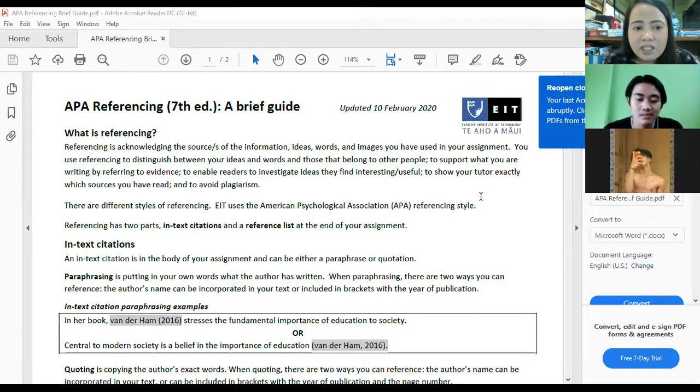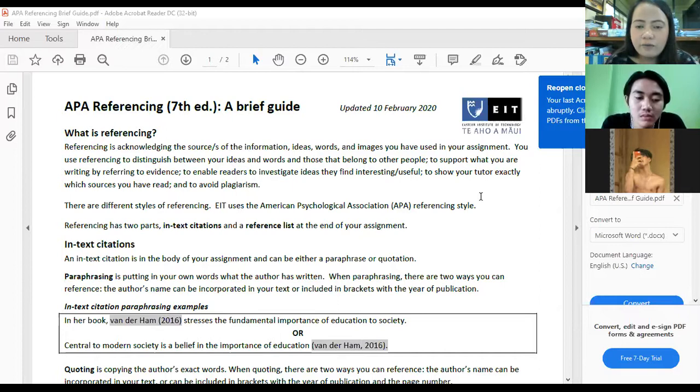Okay? It also says here, referencing enables the reader to investigate ideas they find interesting or useful. We can validate them. There are ideas that support the ideas you are fighting for in your research, and there are also those that contradict. So, we can make use of that to look into certain ideas that we want to emphasize in our research.